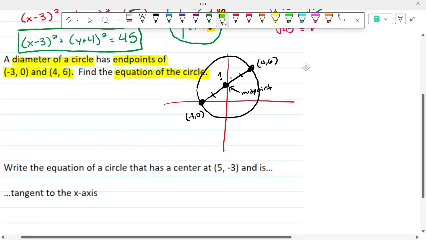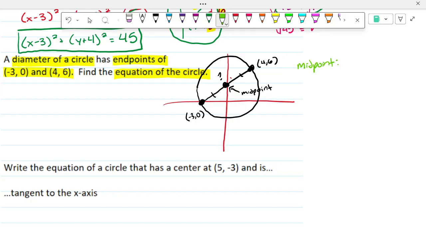Okay, so in other words, we use the midpoint formula. And all the midpoint formula is, and I would write this down, is that you're basically taking the average of the two x's, so (x1 + x2) over 2, and you're taking the average of the two y's, so (y1 + y2) over 2.